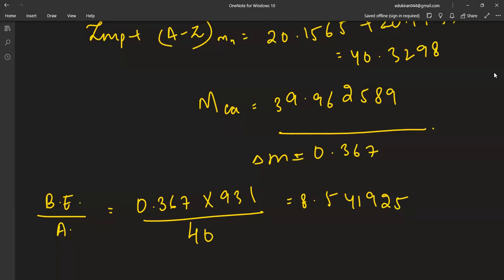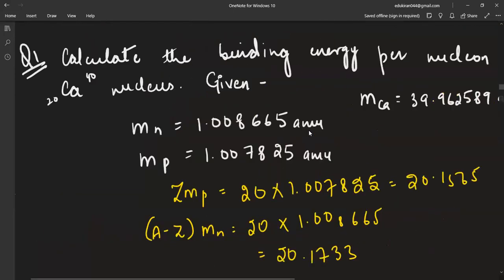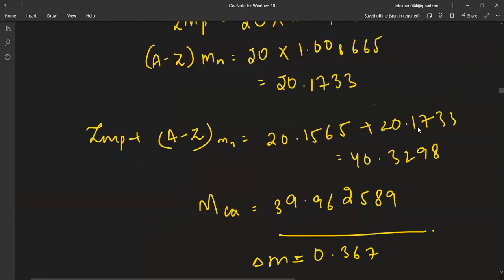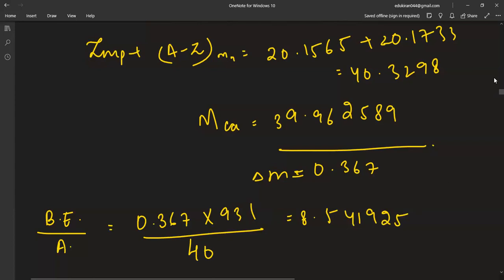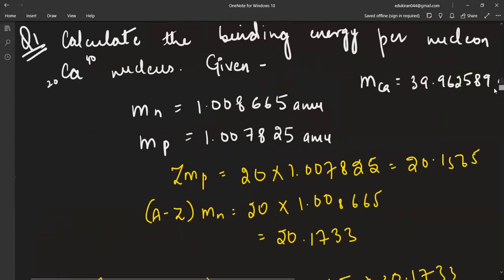All this you have to do without the calculator in your exams. So the decimal values, you cannot round them off here. If you're getting 20.176 or 40 point something, you cannot take it as 40.2 only, or 40.3. No, you have to take all the decimal places, whatever decimal places are given. Write it down.